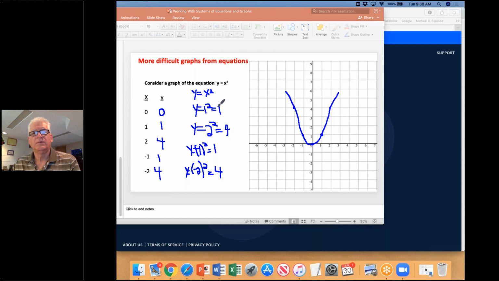Does that graph have a certain name? Yes, it does. It is a parabola. Okay, I think I heard of that before. It's a parabola. And this parabola is an example of a quadratic equation.